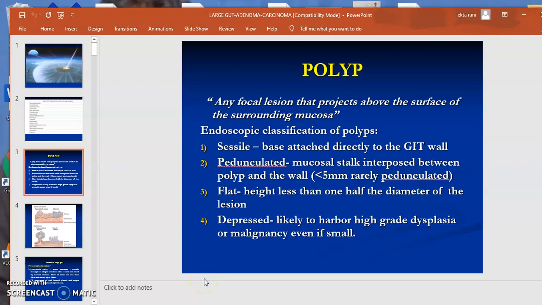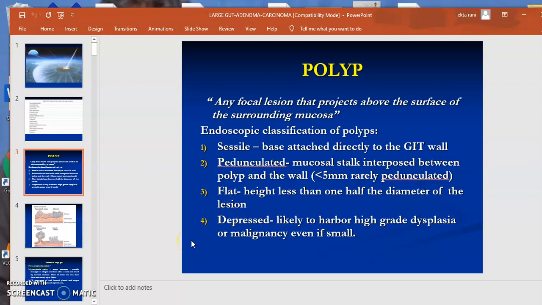Good morning, everyone. So let's study polyps of intestine. So what is a polyp? Any focal lesion that projects above the surface of the surrounding mucosa is a polyp, and it is classified as sessile polyp, pedunculated polyp, flat, and depressed.